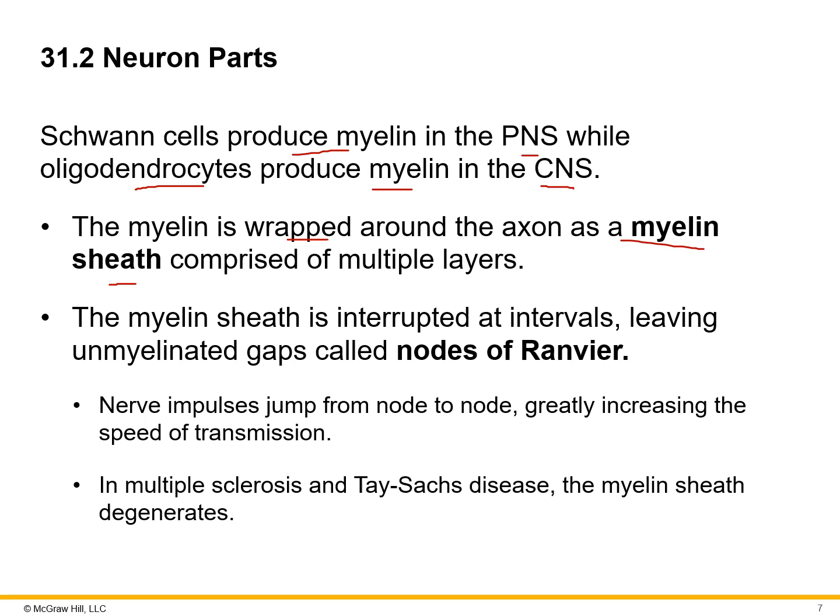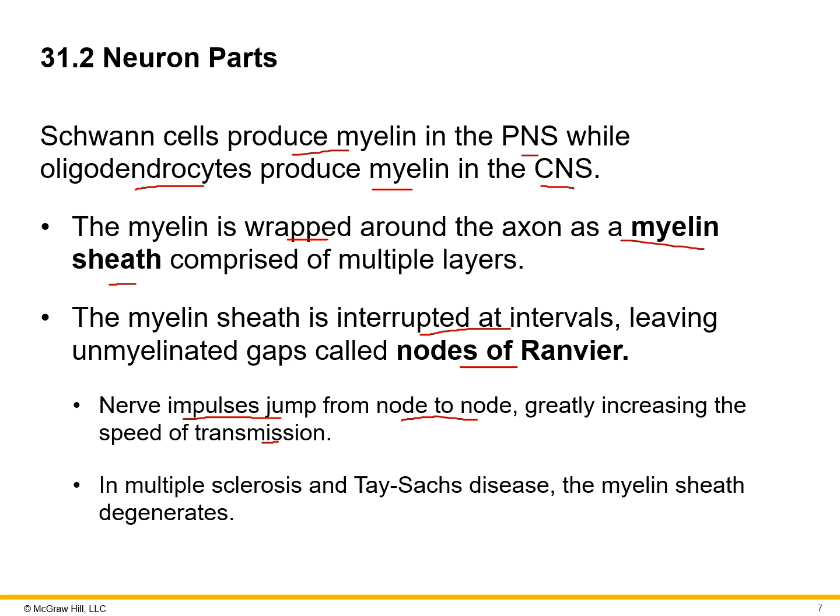Which we'll talk about more in a second. But it gets interrupted in intervals where we have little gaps where it's not myelinated, and those gaps are called nodes of Ranvier. And again, the reason we need this is because that nerve impulse that we'll talk about, called an action potential, jumps from one node of Ranvier to the next, and that increases the speed of transmission.